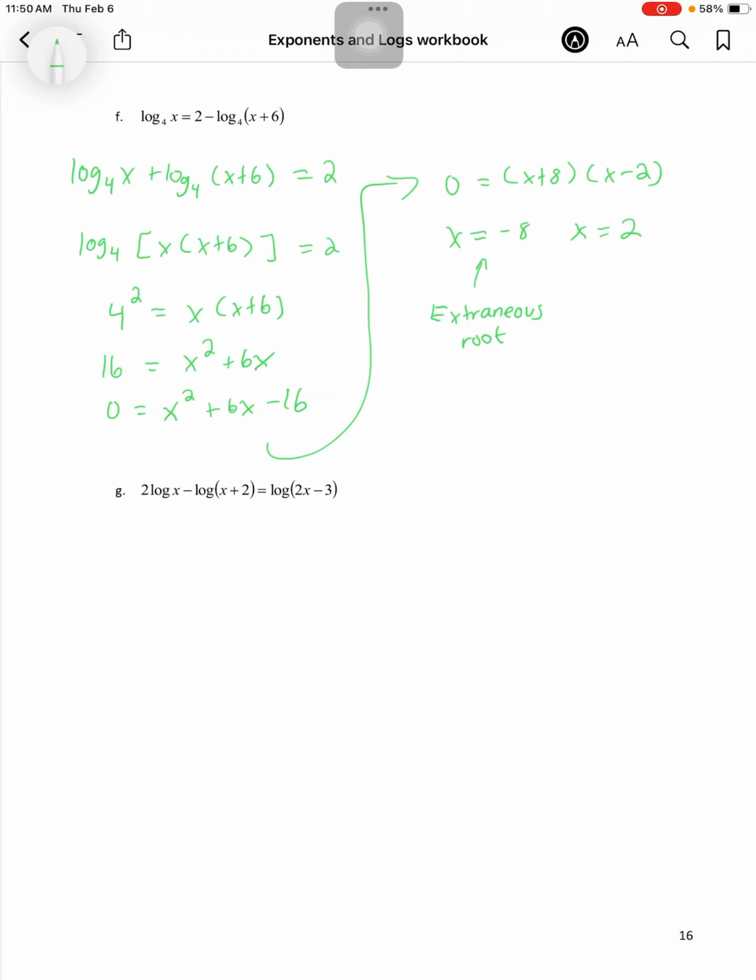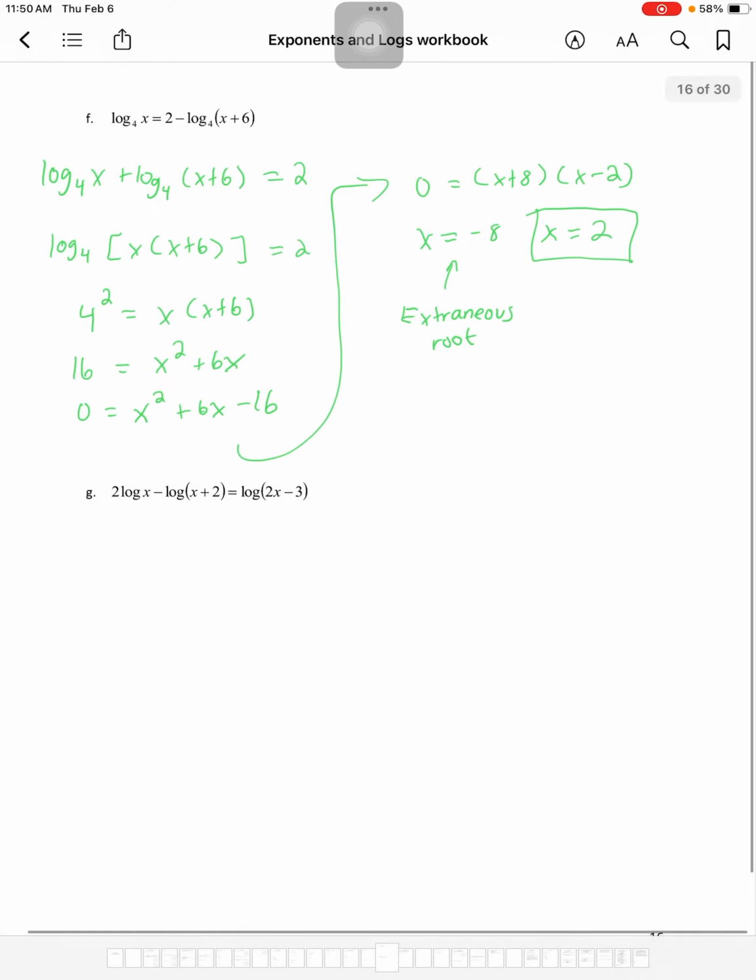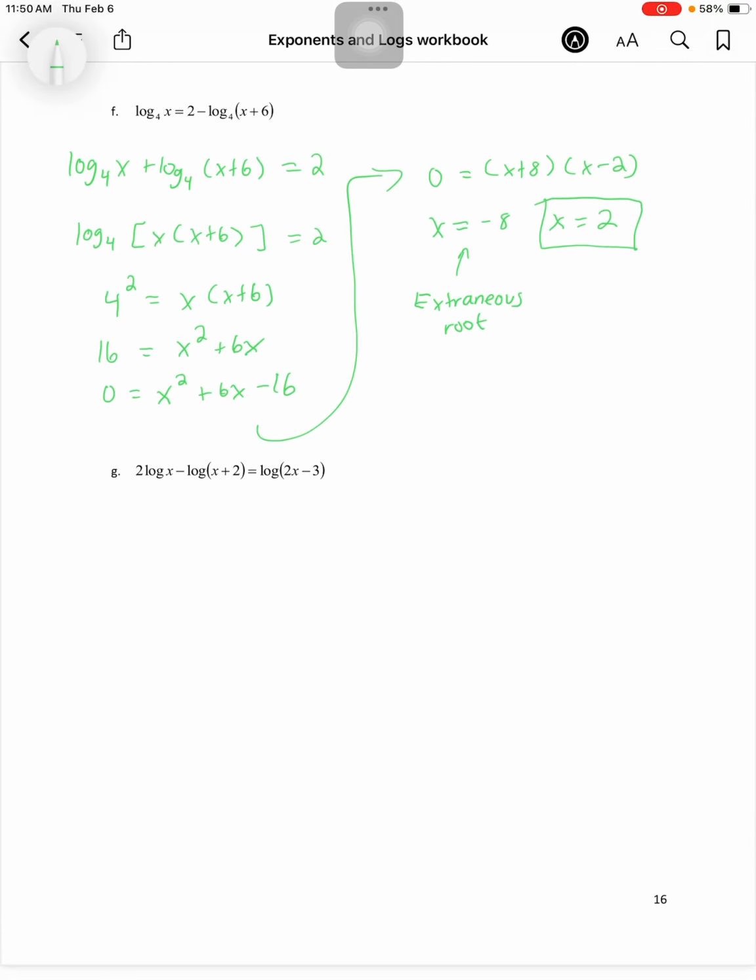And now we check with positive 2. Positive 2 is acceptable, so we box this answer. And now, I think this is the last one. Yep, this is the last one.